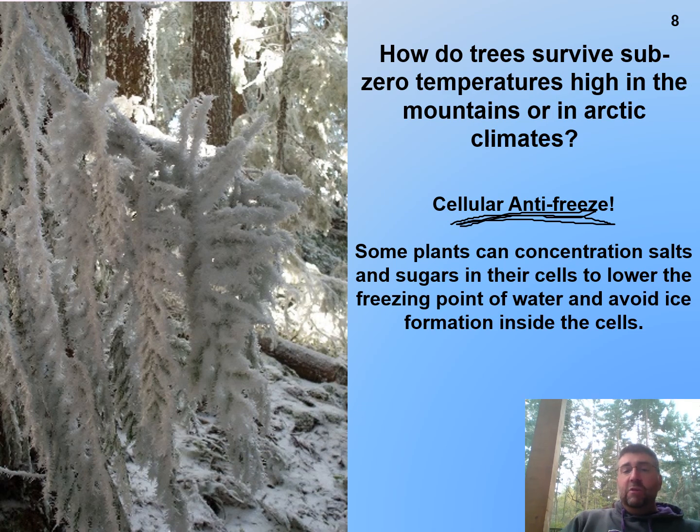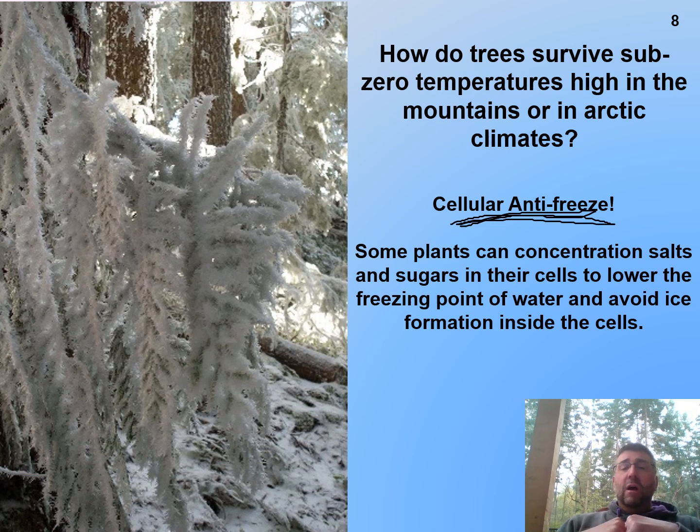Essentially, what these plants do is concentrate salts and sugars into their cells, especially in the wintertime, to lower the freezing point of water and avoid ice formation in their cells. There are some animals, like insects, that can do the same thing.